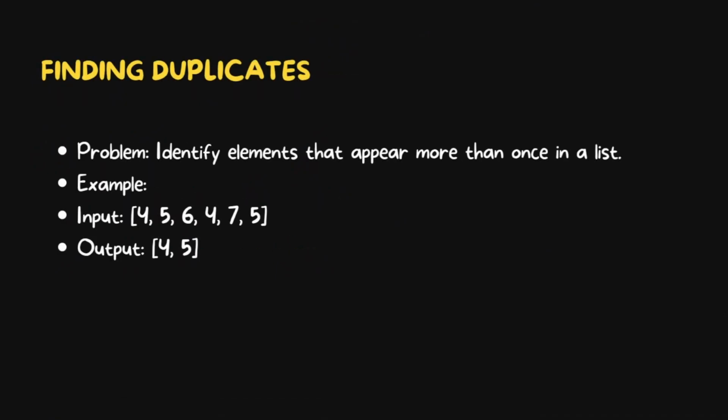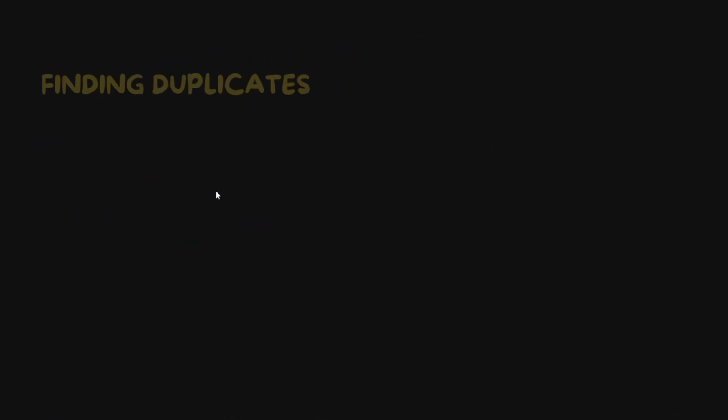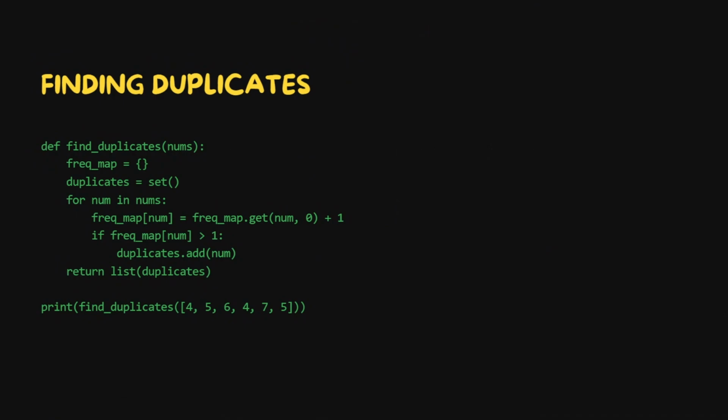Next, let's solve the finding duplicates problem. It is to identify the elements that appear more than once in a list. For example, if the input is 4, 5, 6, 4, 7, 5, here we can see 4 is repeating 2 times and 5 is also repeating 2 times. So our aim is to identify the elements that appear more than once in a list. So if the input is like this, then we need to print 4 and 5 since they are appearing 2 times.